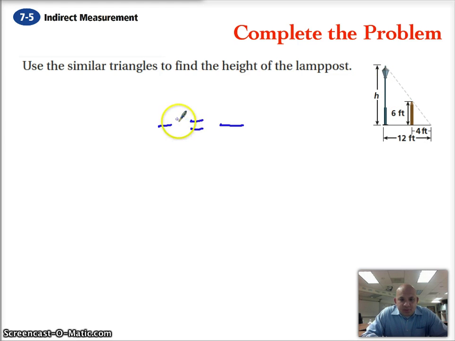And if you're wondering what this is, this is the beginning of setting up my ratio. In fact, we'll do the first one. My height of 6 here is going to be the top. 6 is to h. And you're going to go ahead and finish or complete the problem.